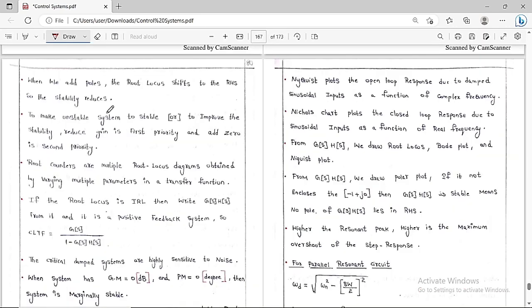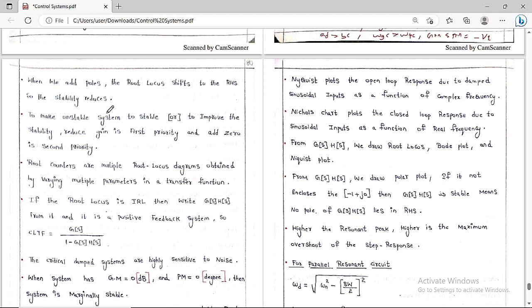The next point is, when we add poles, the root locus is going to shift to the right half of the S-plane. So stability is going to get reduced. This point I already told you. So whenever we add poles, the root locus is going to shift to the right half of the S-plane.